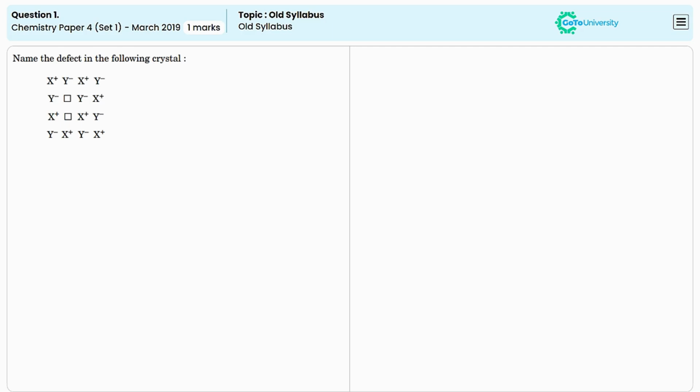In this chemistry question, a diagrammatic representation for a type of defect is given. We need to name the defect. From this diagram, it is clear that in the second row one cation is missing, and in the third row one anion, Y minus ion, is missing. So equal numbers of cations and anions are missing, which means this is Schottky defect.